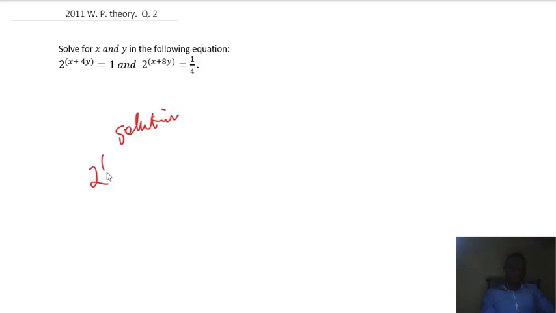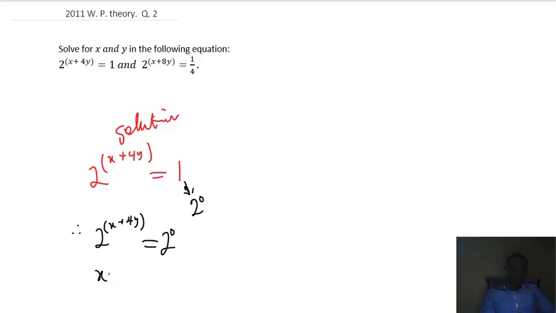We have 2 exponent x plus 4y equal to 1. So first of all, 1 can be written in the form of 2 exponent 0. Why? Because we want the base to be the same. So instead of 1, let's represent it by 2 exponent 0. Therefore, we will have 2 exponent bracket x plus 4y equal to 2 exponent 0. Because the bases are the same, we equate the exponent. So we have x plus 4y being equal to 0.